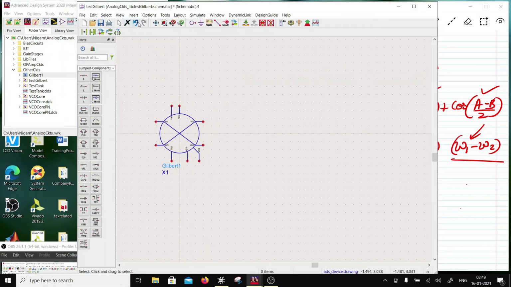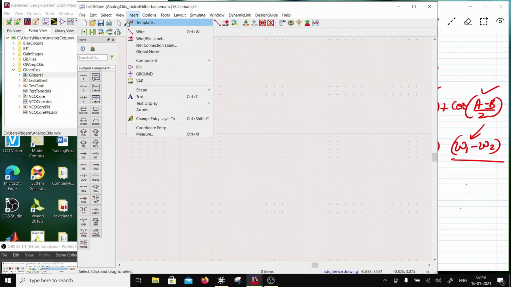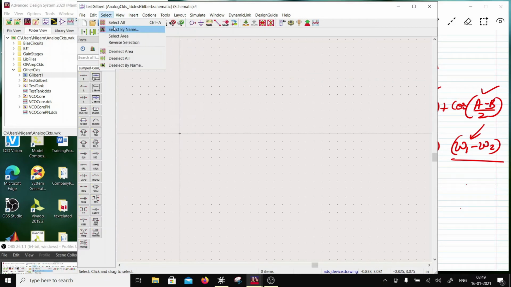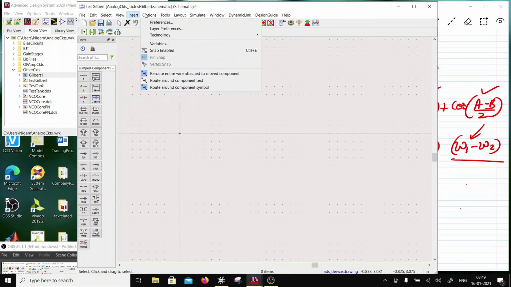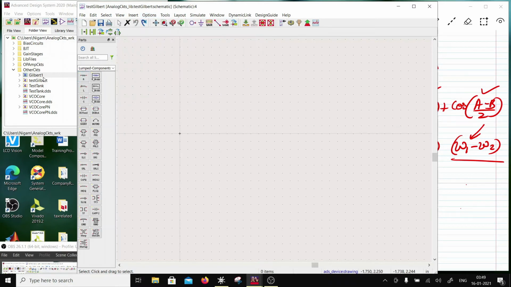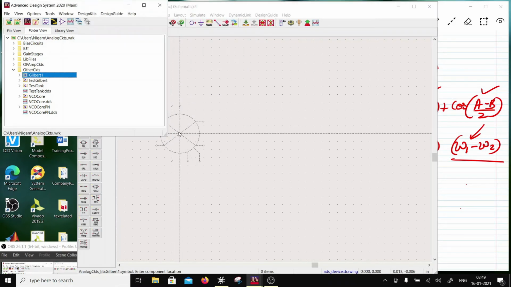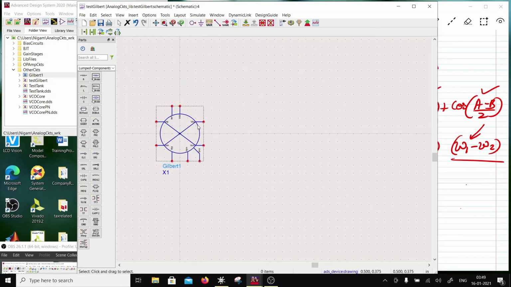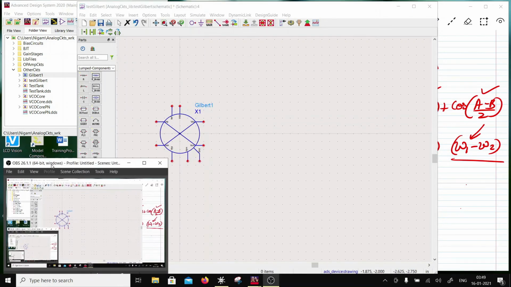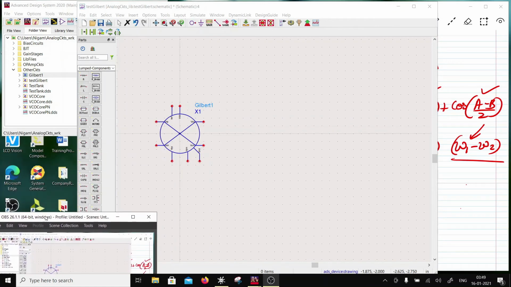Okay, we forgot something. So we forgot to turn on the grid. Insert options, snap grid. Okay, now we will get the Gilbert here. And I'm going to move the text over here. Let me see if I'm recording. Yes, I am. Okay, so now I'm going to put in the LO and the LO frequency, LO power, RF frequency, RF power, right? And I want to demonstrate.